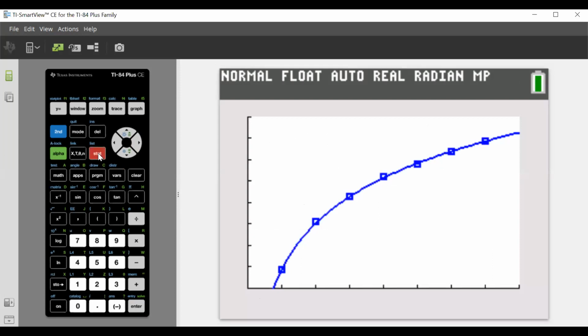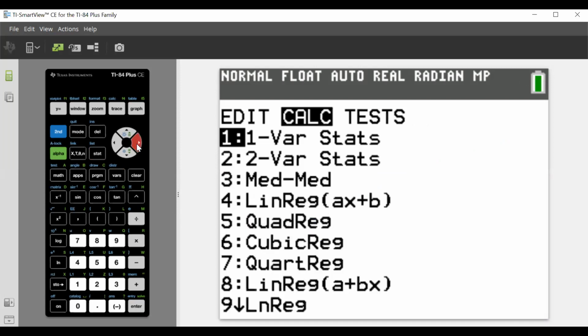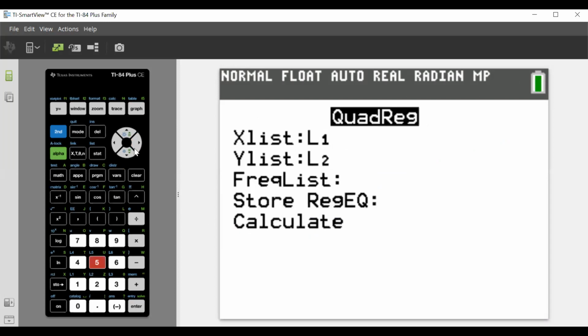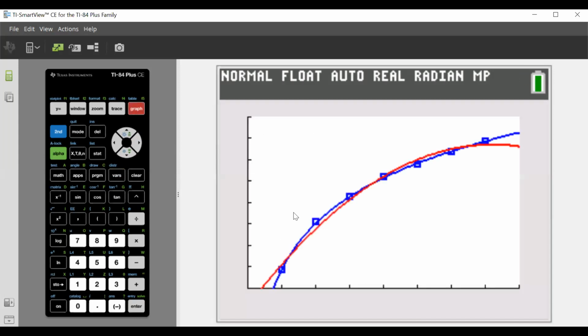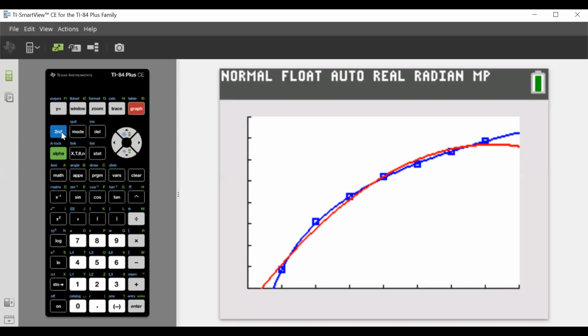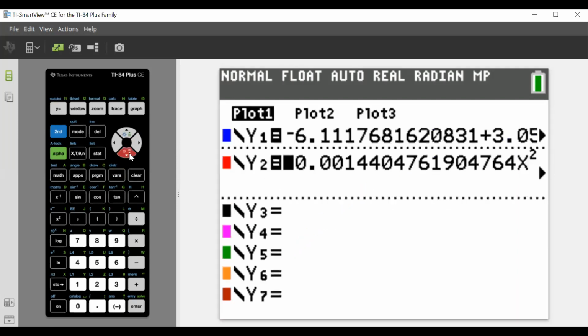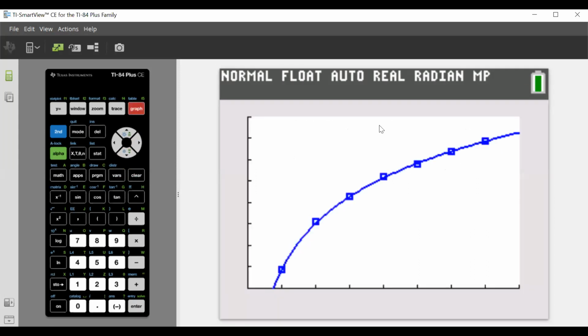Now let's go ahead and do calc again. And we said the quadratic was the other possibility. So that's a number 5. So let's see what the quadratic looks like. And we'll put that in vars 2. Okay, now it's only 0.9899, so it's not as good a fit. And if you look, it's not hitting as many or getting as close to as many points. So I'm thinking the quadratic is not the way to go. And so we're just going to delete that quadratic. Oops, we'll have to clear the quadratic. And we're going to go with the log function.